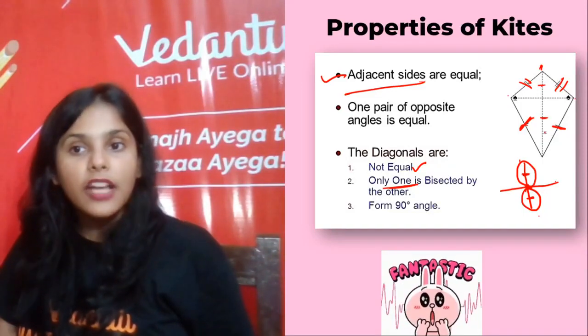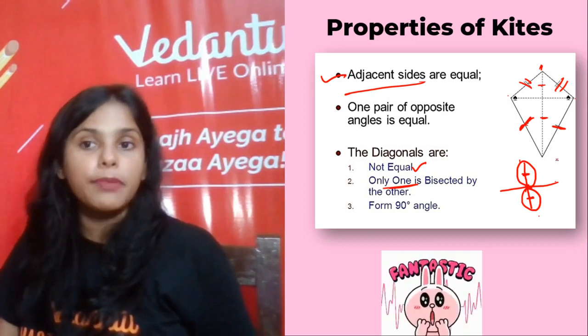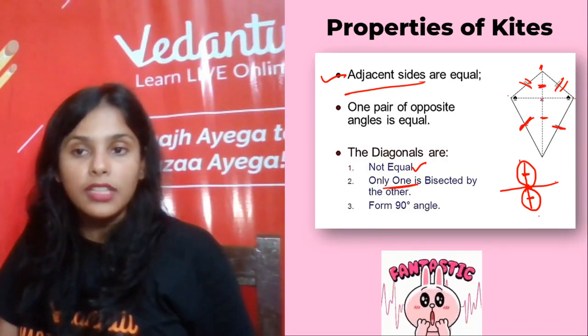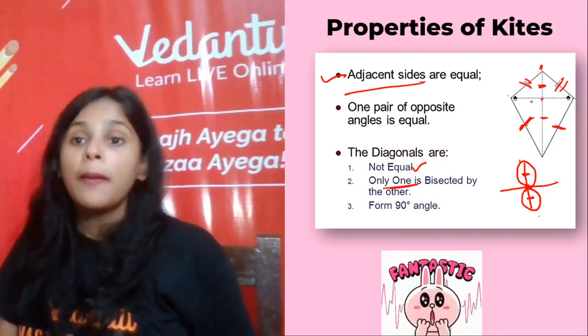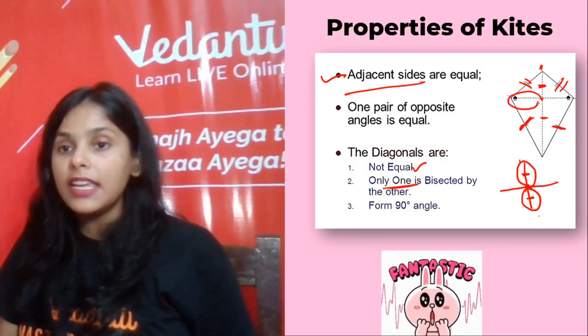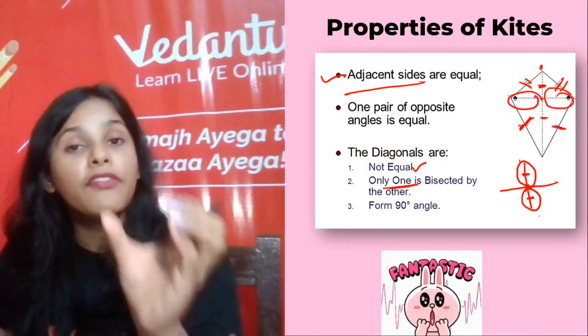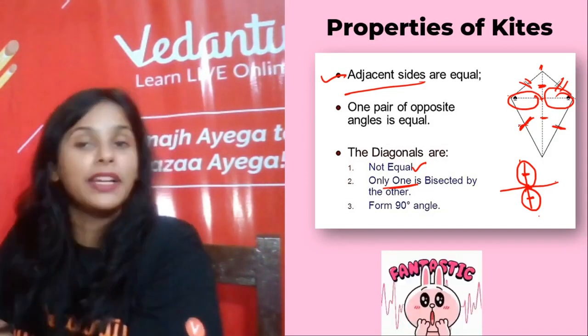Yes, it is clearly visible, look carefully guys. This part of the diagonal is not equal to this part, right? But we can say this part is equal to this part. That is why only one diagonal is bisected by the other.